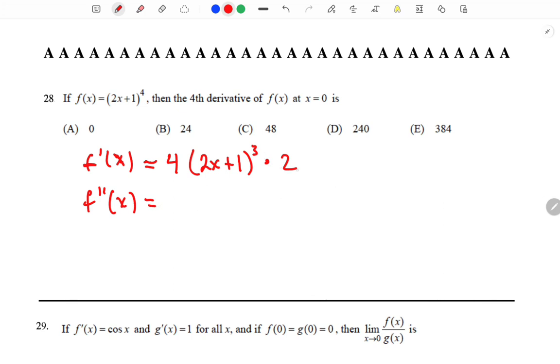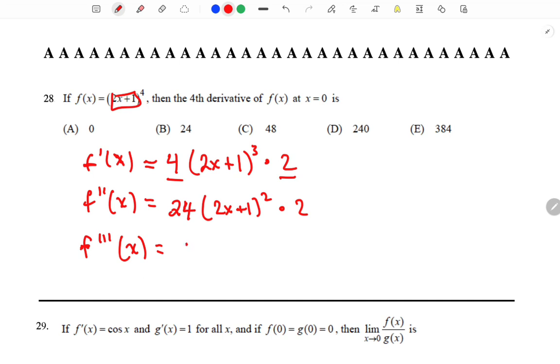Right, 4 times 2 is 8. Bring the 3 down. 8 times 3 is 24, times (2x plus 1) squared times 2, right? Always going to be times 2 because this is a box. Right, that's 48. So f triple prime of x. So we said 48. 2 times 48 is 96, times (2x plus 1) to the first times 2. Right, and that's going to be 192.